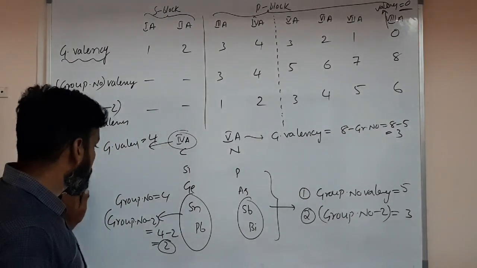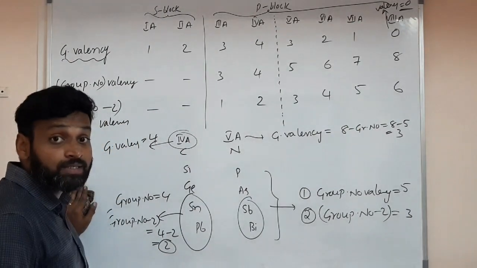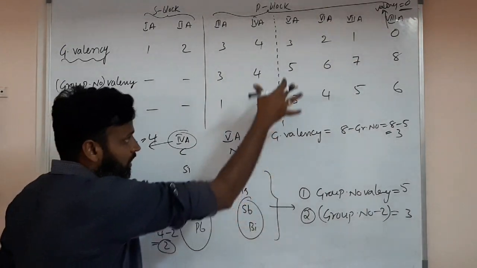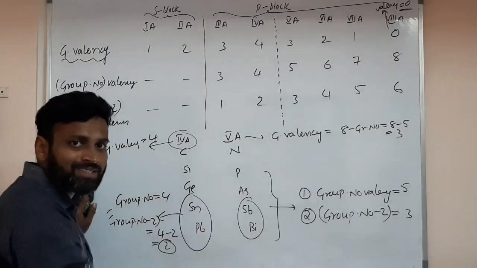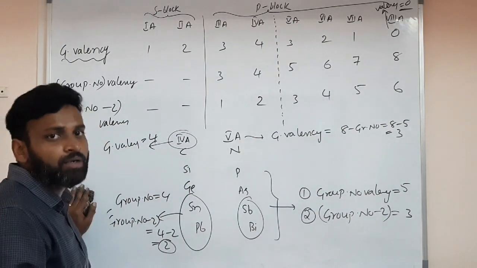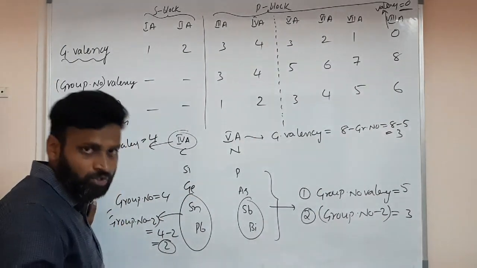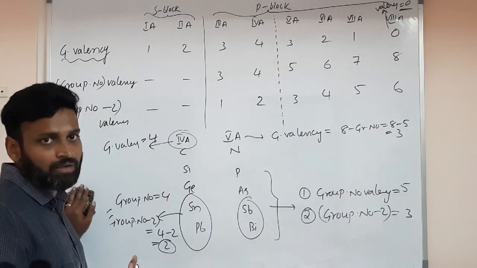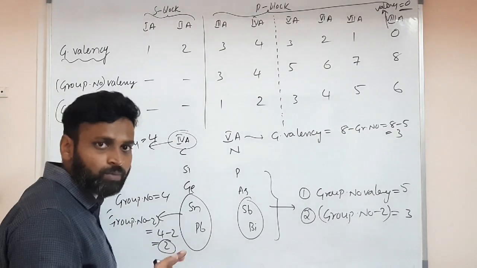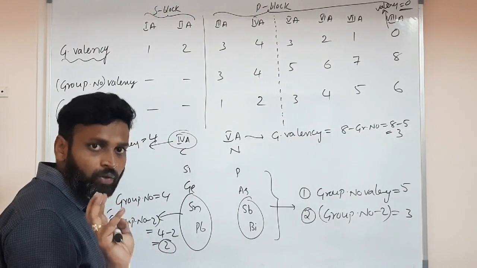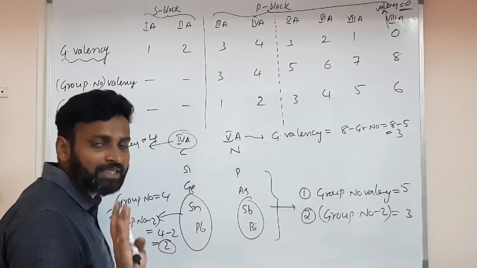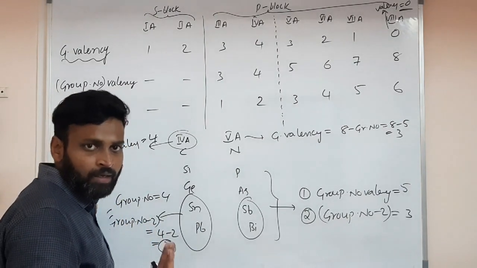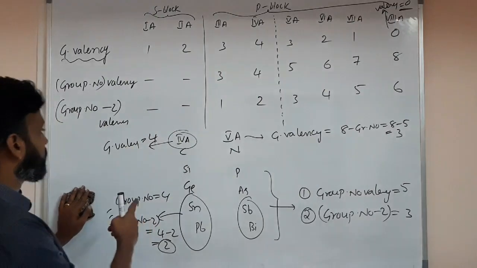Understood? So group number minus 2 valency and group number valency are possible for bottom elements. Meaning, as we go down, two more valencies are possible along with the general valency. What are the two more valencies possible? One is group number valency and another is group number minus 2 valency. Understood clearly? So please note it down.